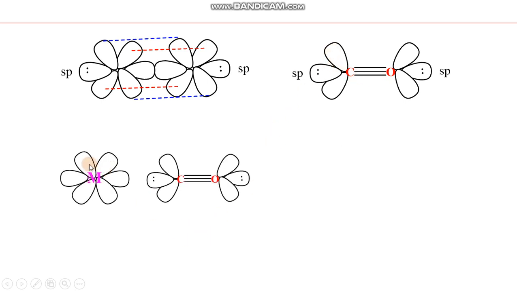Let this be the metal, and with metal generally we know that metal possesses d orbitals. So for simplicity I have represented only a lobe of d orbital, and again an sp lobe of carbon monoxide which is in proper orientation for overlapping with the metal. Now let this be the metal. Metal possesses empty orbitals. Carbon monoxide possesses electron pairs.